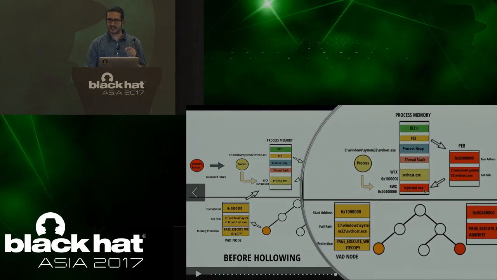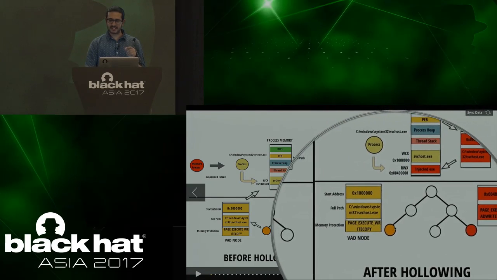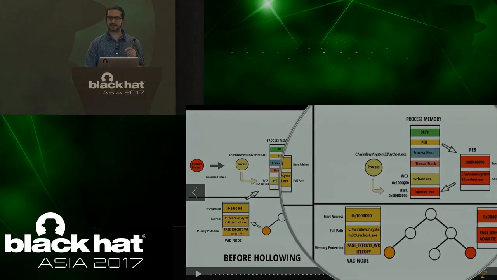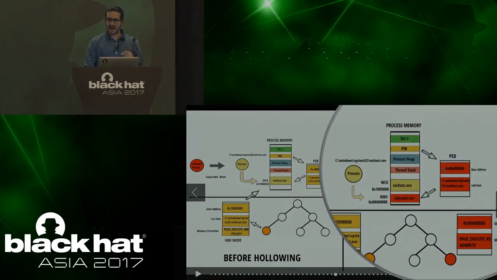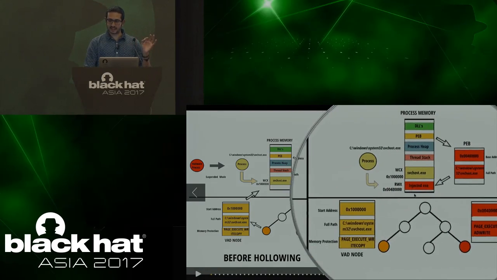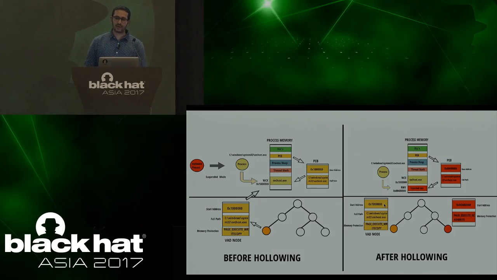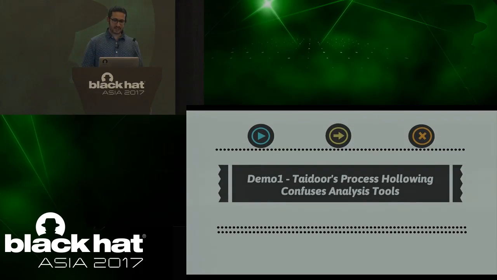svchost.exe is loaded at this address, but notice the discrepancy here. According to the VAD, svchost.exe is still here, which means now the same process has 2 different base addresses. So that's a discrepancy, that's the first discrepancy. So how does this create a discrepancy in the memory forensics? Let me show you a video demo.